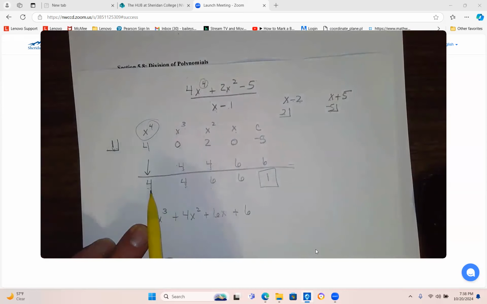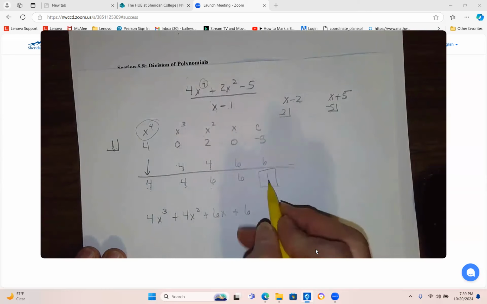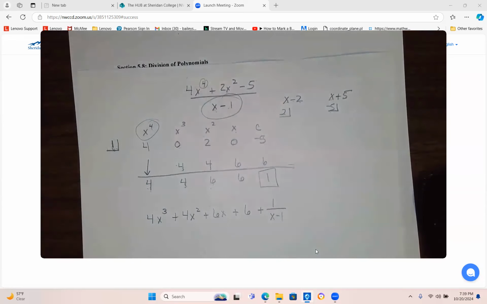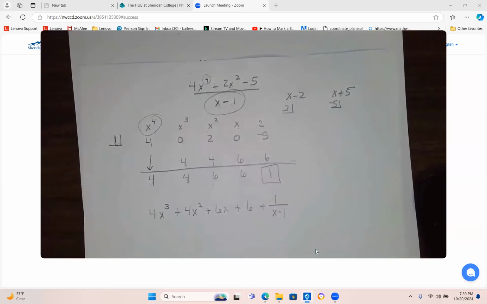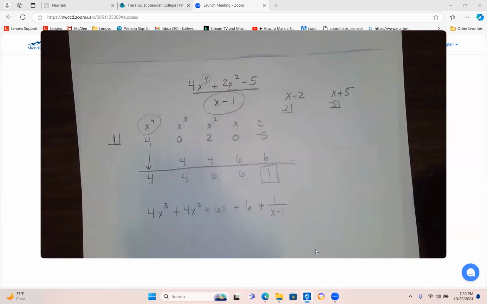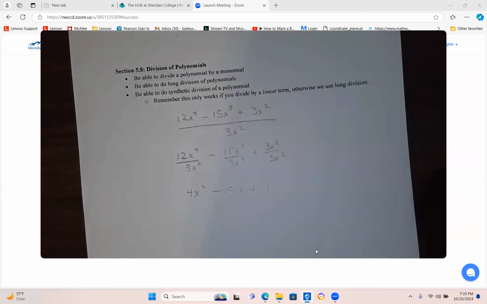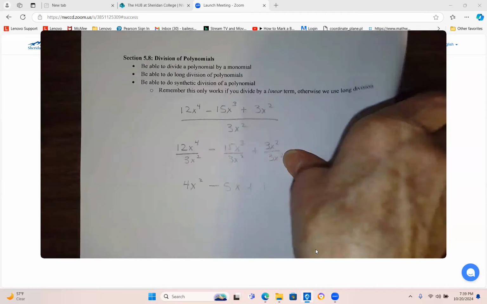So we start with a 3, that's a cubed, squared, x. You just go down. What do we do with remainders? Well, it's a plus 1 over, you put it over x minus 1. And you're done. It's a little bit cleaner than the long division, with a few less places to make a mistake. If you're still having issues, please let me know, especially with this synthetic division one. All right, that's it for section 5.8.